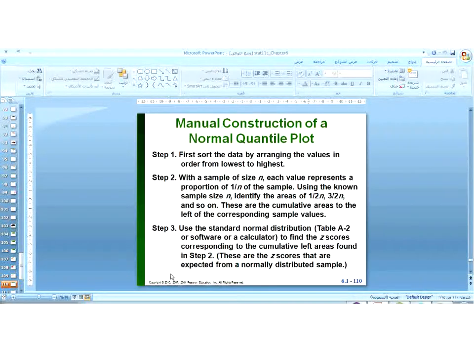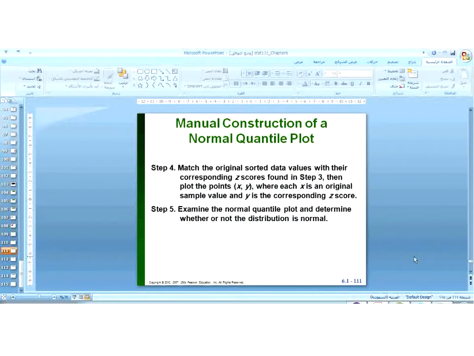Step 3, use the standard normal distribution اللي هي من الجدول or software or calculator to find the z-scores. إذا هنطلع z-scores corresponding to the cumulative left areas found in step 2 من هنا من النقاط اللي هنا اللي هي probability. Therefore, these are the z-scores that are expected from normally distributed samples. Then match the original sorted data values with their corresponding z-scores found in step 3. Then plot the points (x, y), where each x is an original sample value and y is the corresponding z-score. So هنرسمها. بعدين examine the normal quantile plot and determine whether or not the distribution is normal.